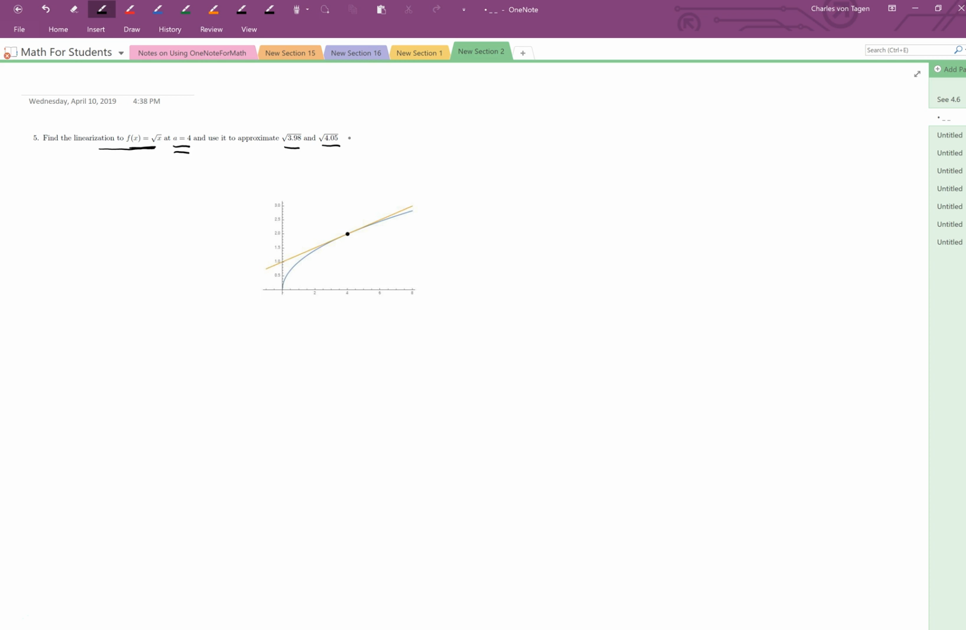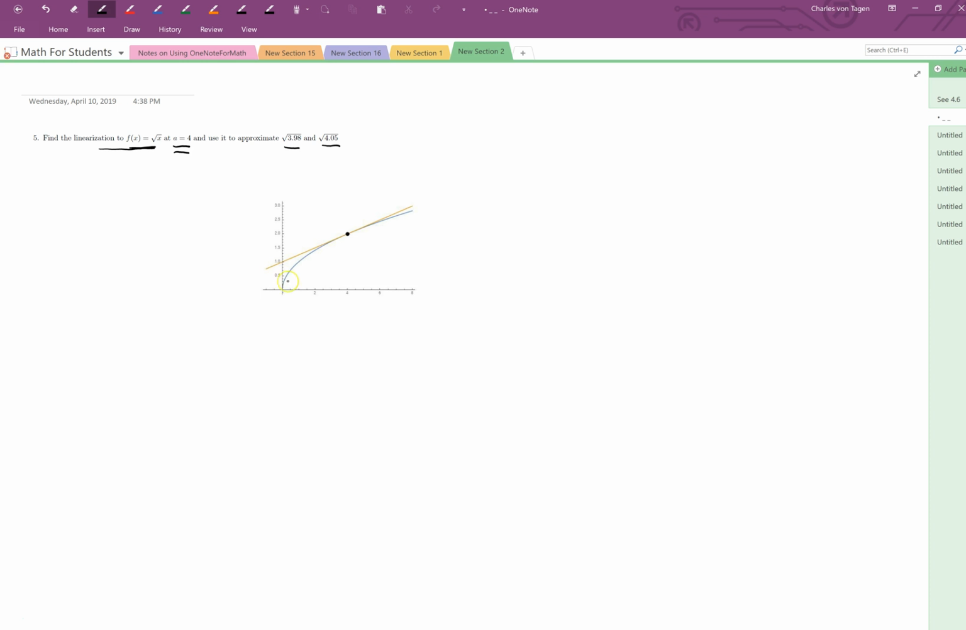So I think that all of us could make a guess as to what these values should be. We know that the square root of 4 is 2, and so we believe that the square root of 4.05, for instance, should be something close to 2. In fact, we know it should be something a little bit more than 2. But the question is how much more than 2? Okay, and that's what we're going to determine with our linear approximation.